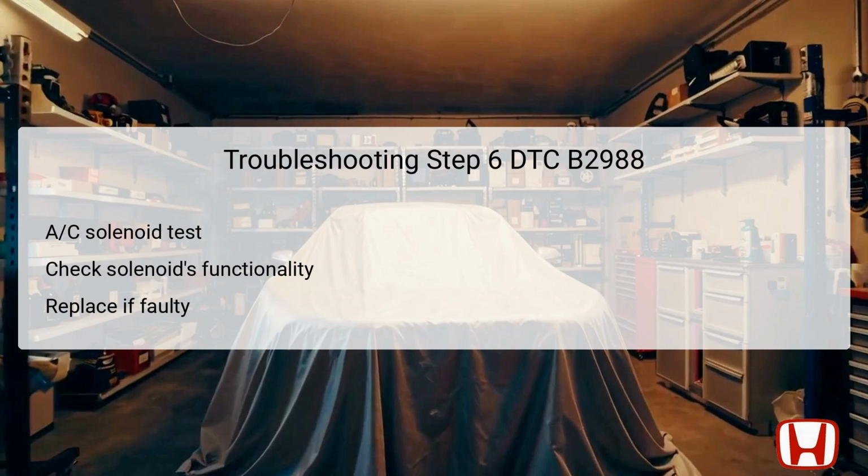If the solenoid is verified to be functioning correctly, it may be determined that the issue lies within the climate control unit itself, leading to a recommendation for replacement of this unit. Conversely, if the solenoid is found to be faulty, it necessitates replacement of the AC compressor, as the solenoid's performance is intrinsic to the compressor's ability to function efficiently. This concluding diagnostic step is crucial in resolving DTC B2988 and ensuring optimal operation of the vehicle's air conditioning system.